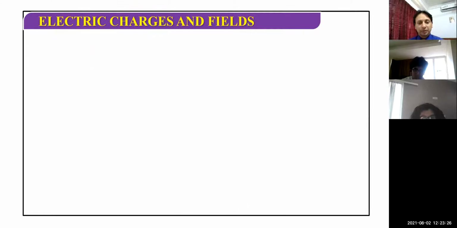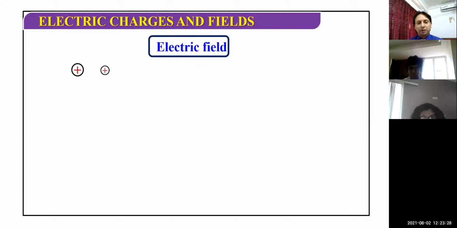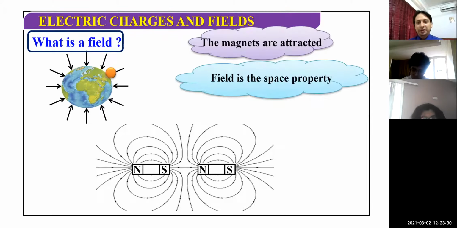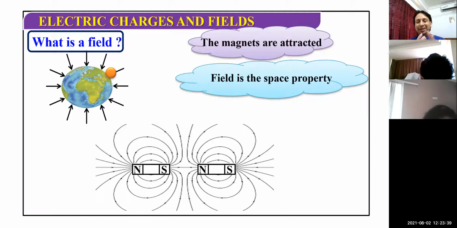Now, to discuss what is the electric field here, children, again I want to say that a field is a space property. It is a space property, whether it is the Earth's gravitational field or a magnetic field. Actually, it is the space around a body. It is the space around a body.